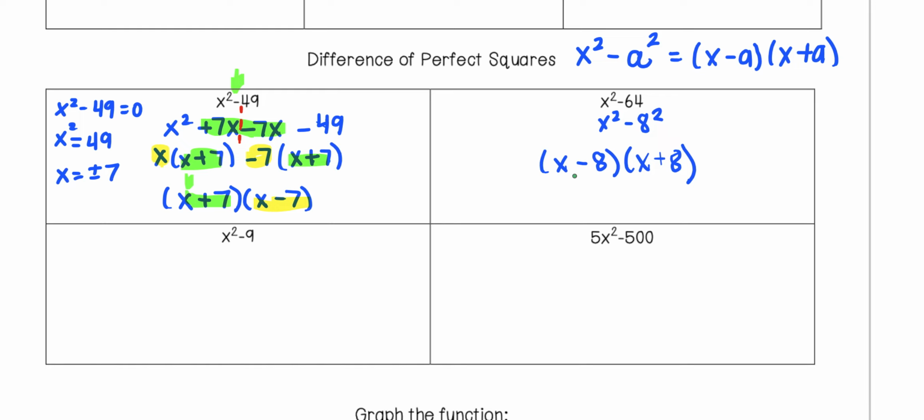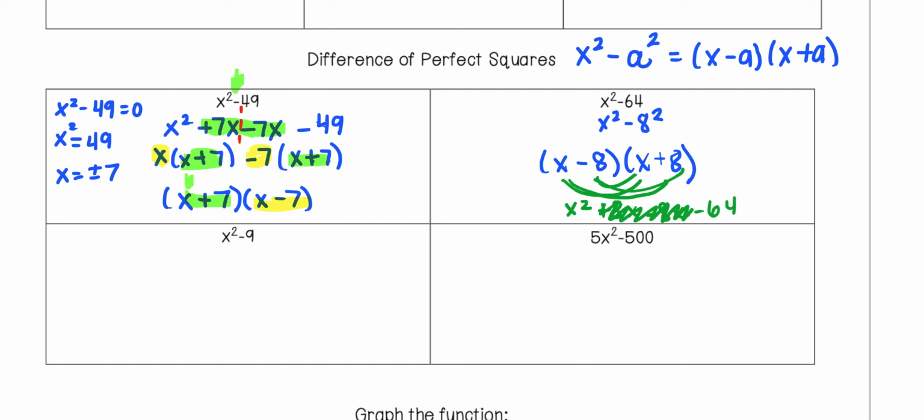Now remember, we can always check. When we FOIL this, we have x squared, plus 8x, minus 8x, and minus 64, and our two terms in the middle become 0, and we're left with what we started with. So there is our shortcut.